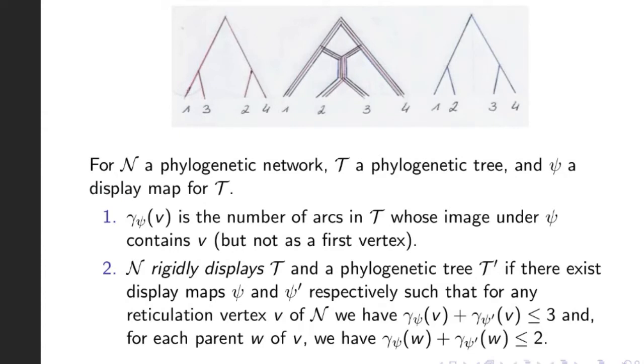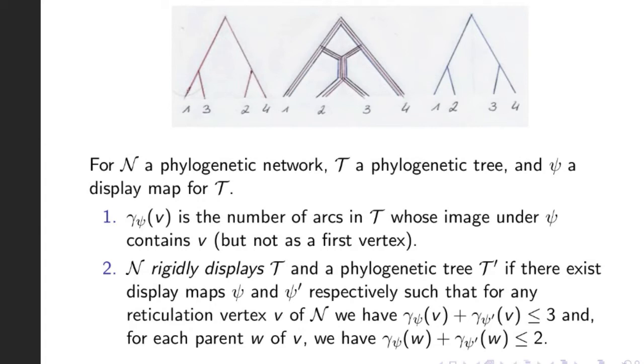Now, the notion of a display map is not strong enough to understand or control what's actually happening. This is exemplified by my example on this slide. I have a network on the leaves 1, 2, 3, 4. I have a functionality tree on the left in red on these leaves, and I have a functionality tree on the right on these 4 leaves.